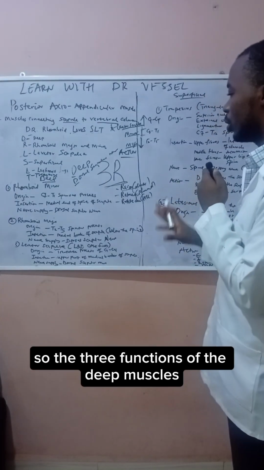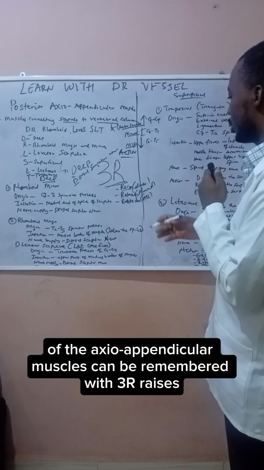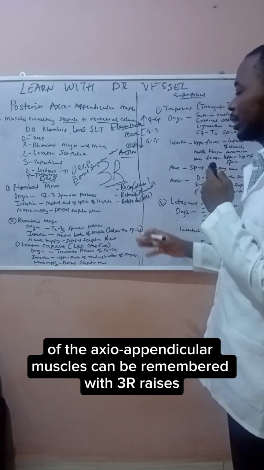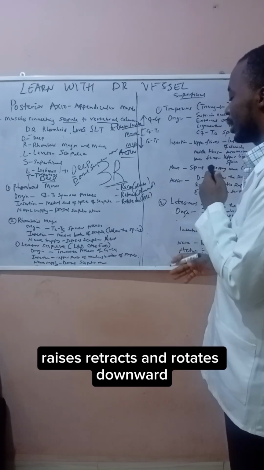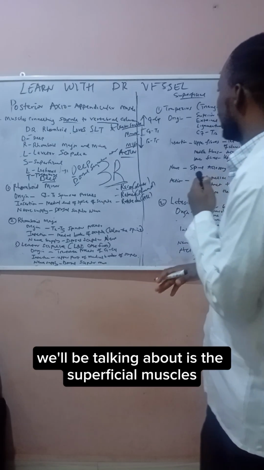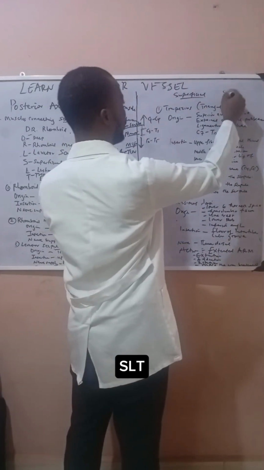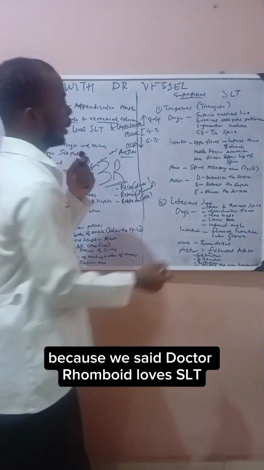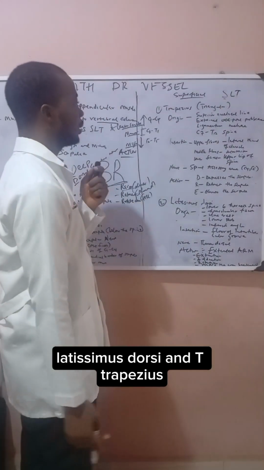So the three functions of the deep muscles of the axio-appendicular muscle can be remembered with 3R: raises, retracts, and rotates downward. Now, the next thing we'll be talking about is the superficial muscles. Remember, the superficial muscles can be remembered with SLT, because Dr. Rhomboid loves SLT. The S helps us remember the superficial muscle, L is Latissimus dorsi, and T is Trapezius.